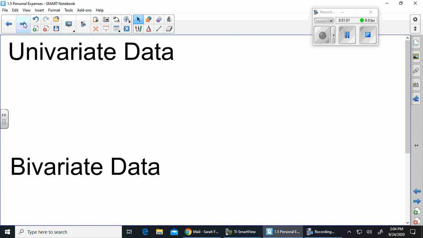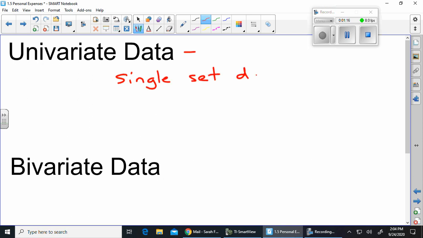So univariate data, which is what we've been finding the mean, the mode, the variance, that is a single set of data. Like I gave you the cell phone bills of 12 people. That's one thing.